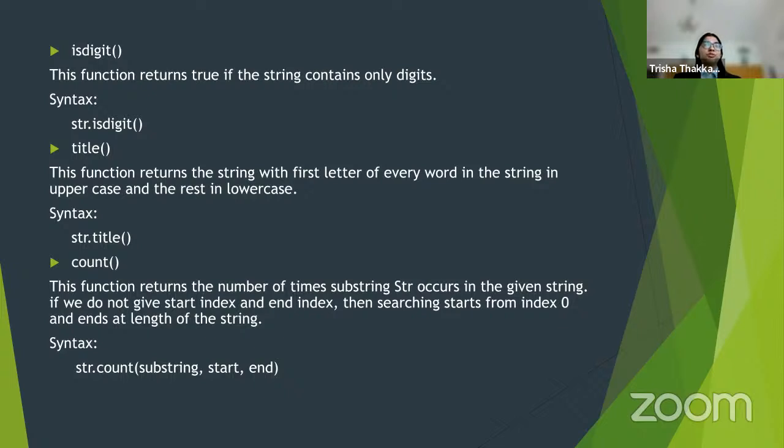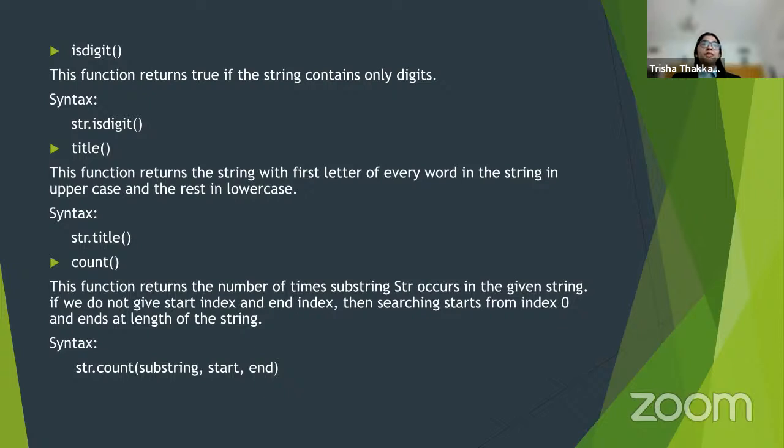The title function. This returns the string with the first letter of every word capitalized. The difference between the title function and the capitalize function is that the title function capitalizes the first letter of every word, but the capitalize function capitalizes only the first letter of the entire string. So it doesn't matter how many words there are, only the first letter gets capitalized in the capitalize function.